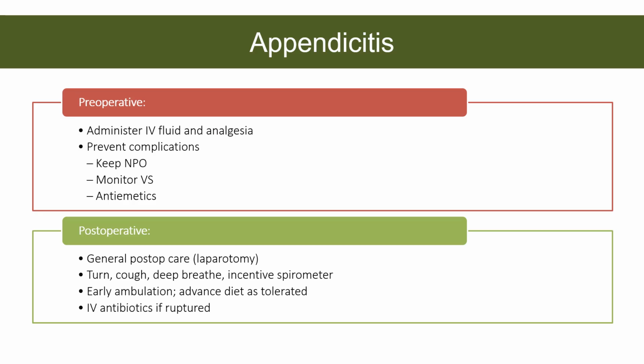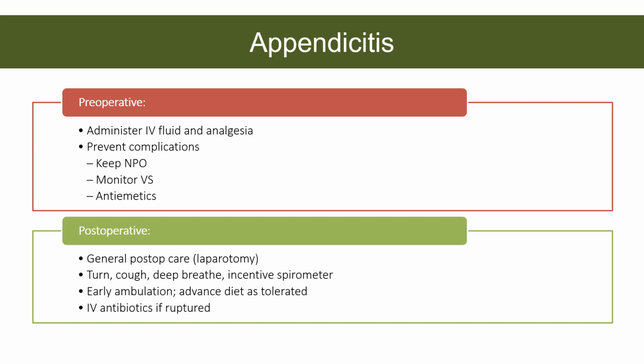So your role, preoperative, you're going to give IV fluids and pain medication. You want to prevent complications, so they should be kept NPO. They shouldn't be eating anything if they have appendicitis. We're going to monitor vital signs. They might experience some nausea, vomiting, so we can give some antiemetic medication.